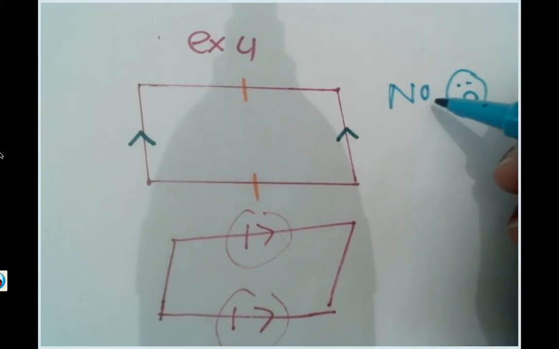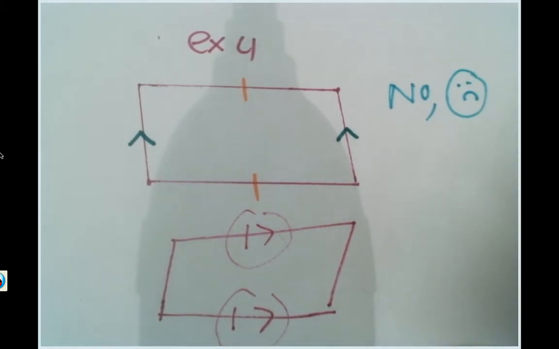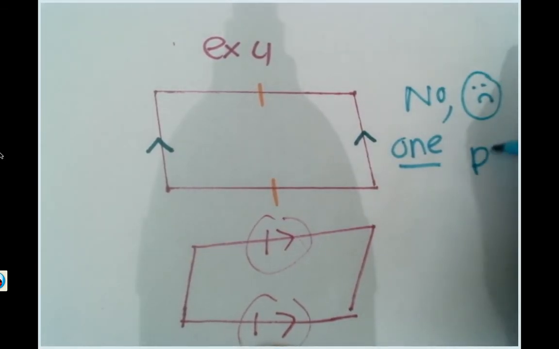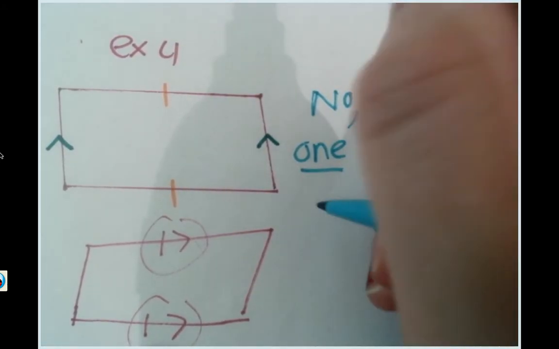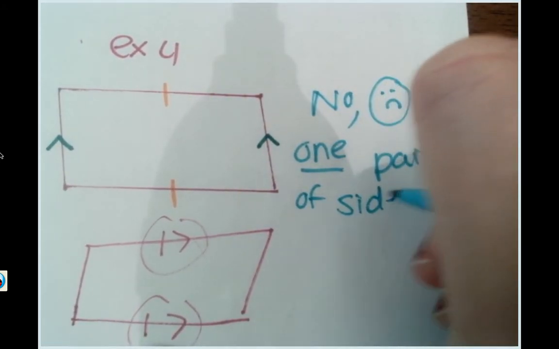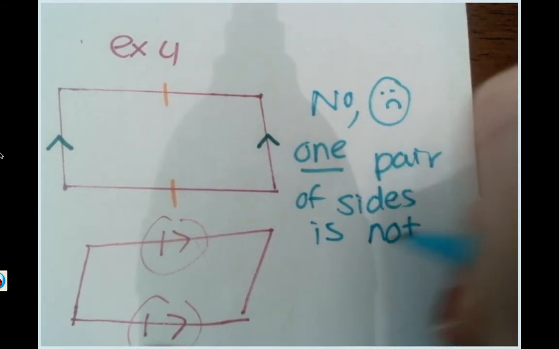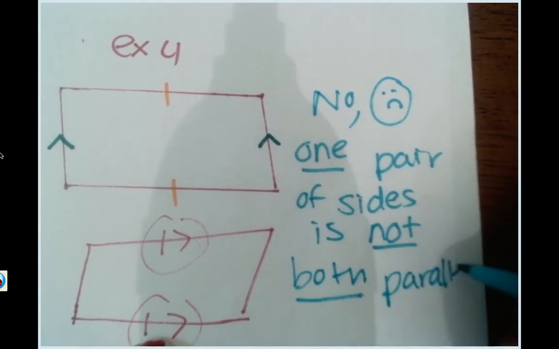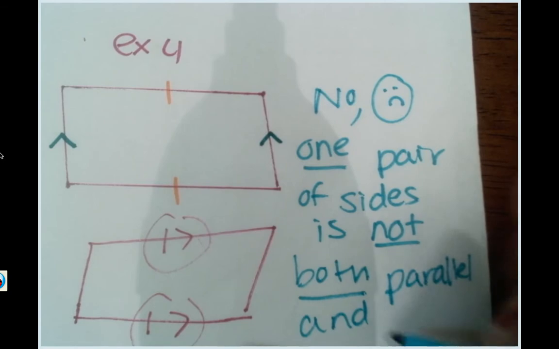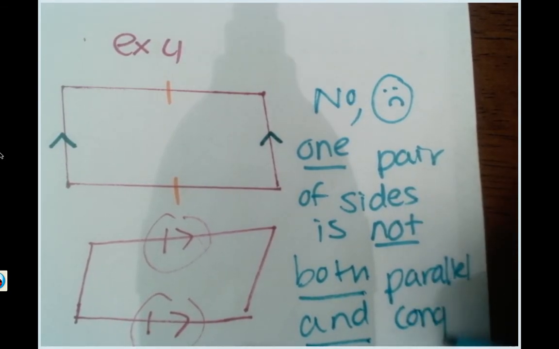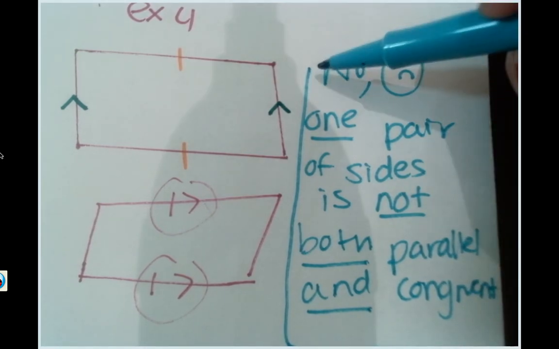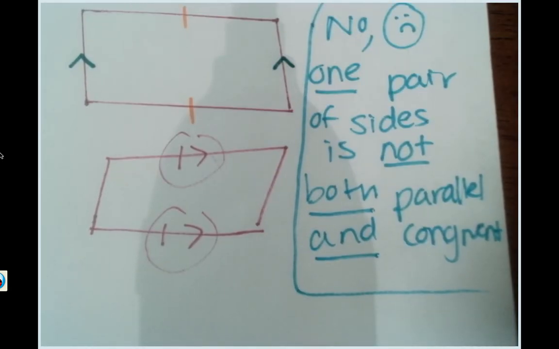It's not a parallelogram because it doesn't have one pair of sides that is both parallel and congruent. So since one side was not both parallel and congruent, unfortunately, this is not a parallelogram. So we're sad, but it's okay.